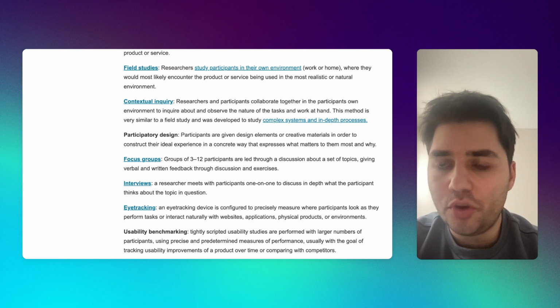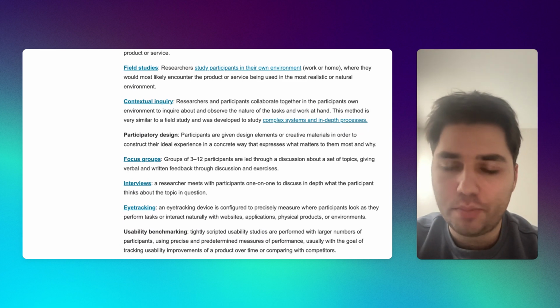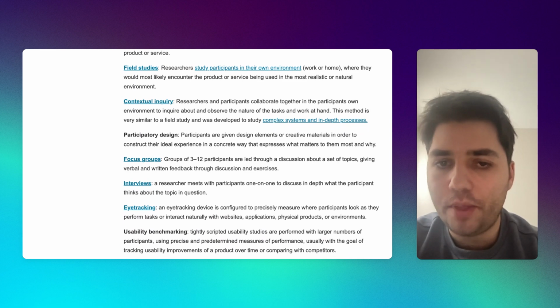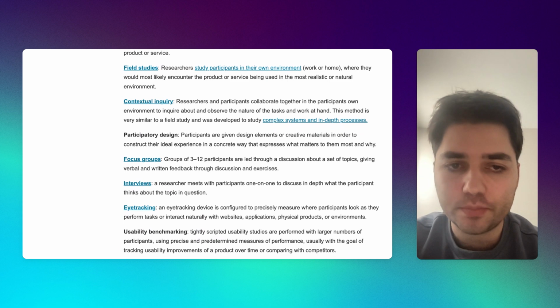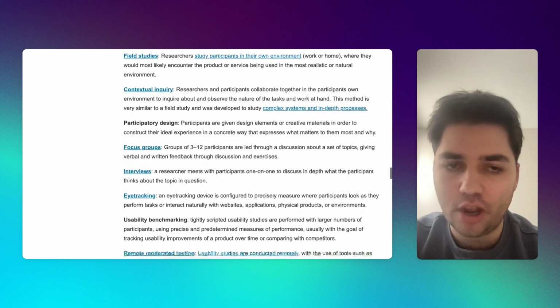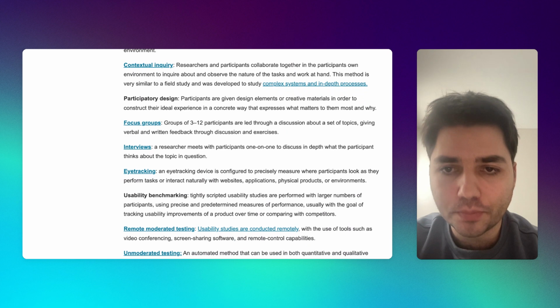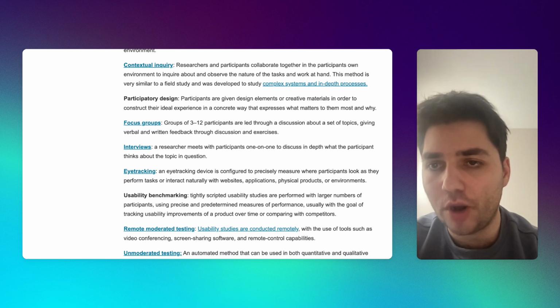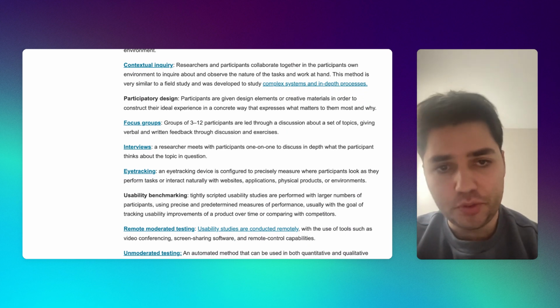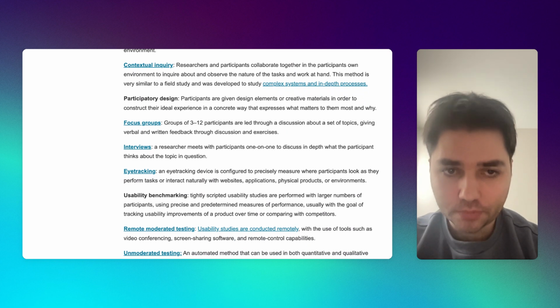Eye tracking is when you use an eye tracking device to see where people are looking, which could help see what people look at first on websites and what draws people's attention and in what order it draws it. Usability benchmarking is when you are trying to find usability improvements and you're trying to find a benchmark. And you often run a lot of participants to establish a benchmark.